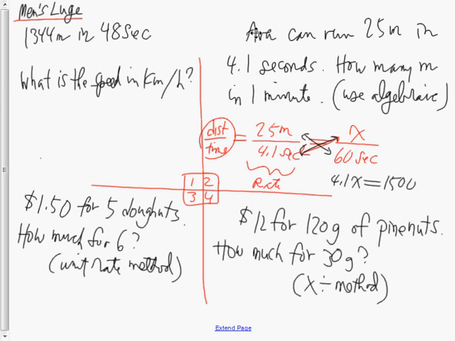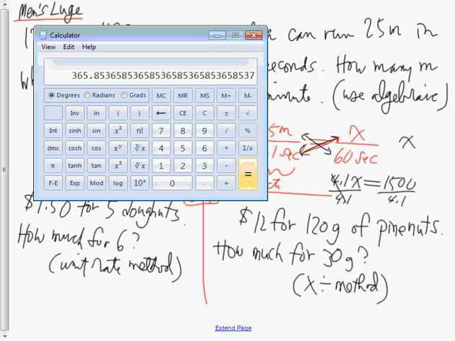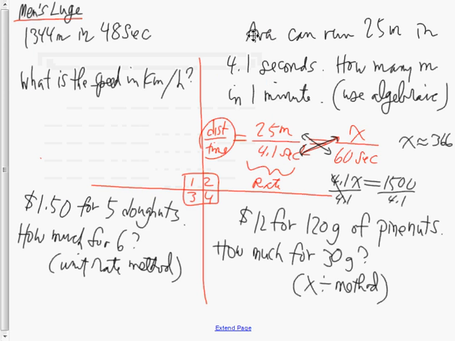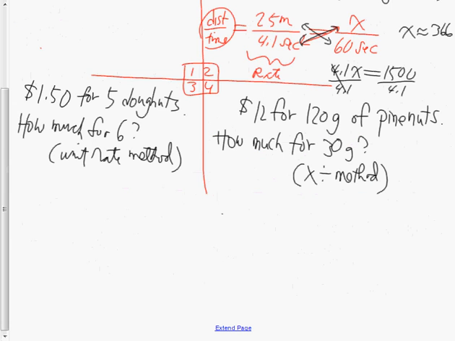And now I just have a basic algebraic equation where I would isolate the variable by dividing both sides by the coefficient, and x will equal whatever 1,500 is divided by 4.1. So 1,500 divided by that 4.1 coefficient equals approximately, and I'll use my approximately sign, 366. So then I have to put my final answer as a sentence. So therefore, I would write down, therefore, Ava can run approximately 366 meters in 1 minute. Okay? That's the answer for that. 366 meters in 1 minute.